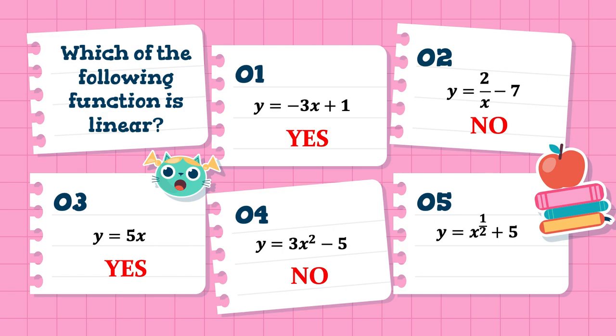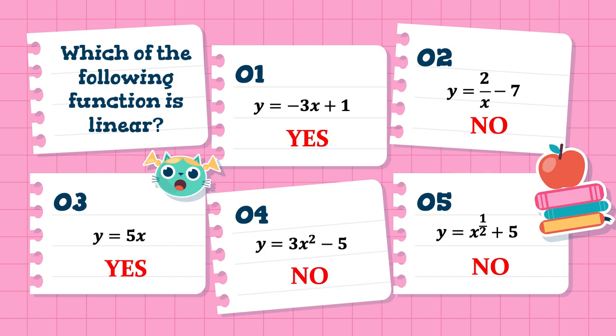Next, number 5, y = x raised to 1/2 + 5. The degree is not 1 because the exponent is a fractional exponent, and we can also rewrite this expression as y = the square root of x + 5, which is not a linear function. This is what we call a radical function, which will be further discussed in your senior high school.